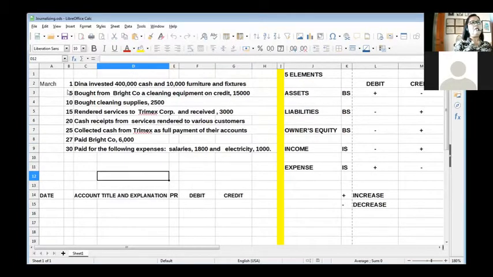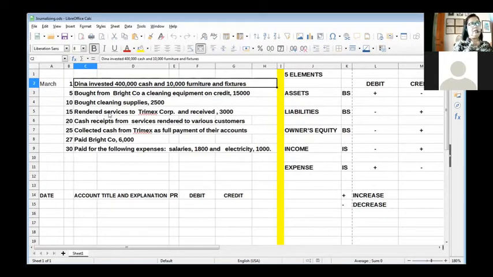I have here transactions, class. For the month of March, I have transactions on the 1st, 5th, 10th, 15th, 20th, 25th, 27th, and 30th. In my first transaction, it is stated that on March 1st, Dina invested 400,000 cash and 10,000 furniture and fixtures.